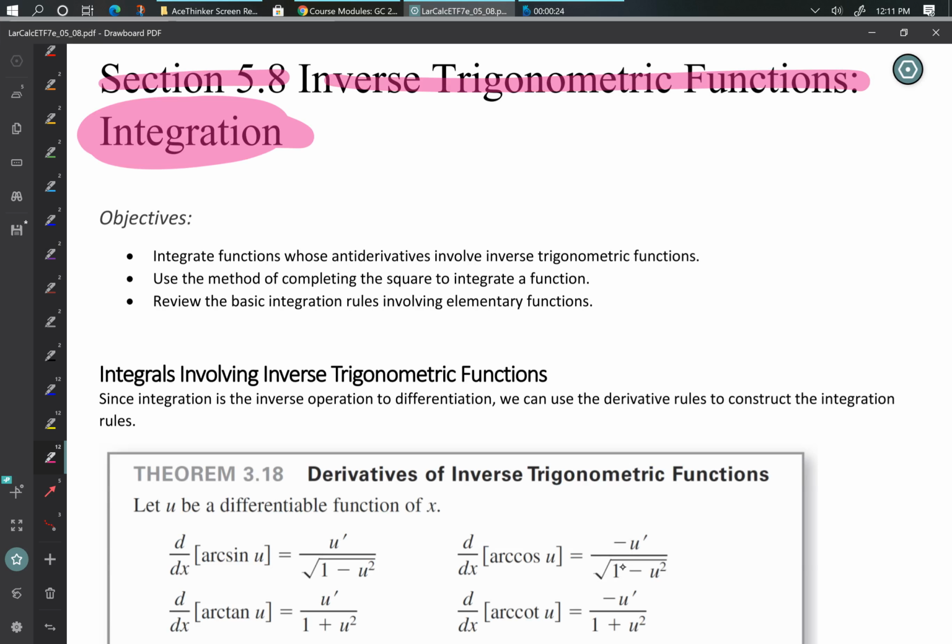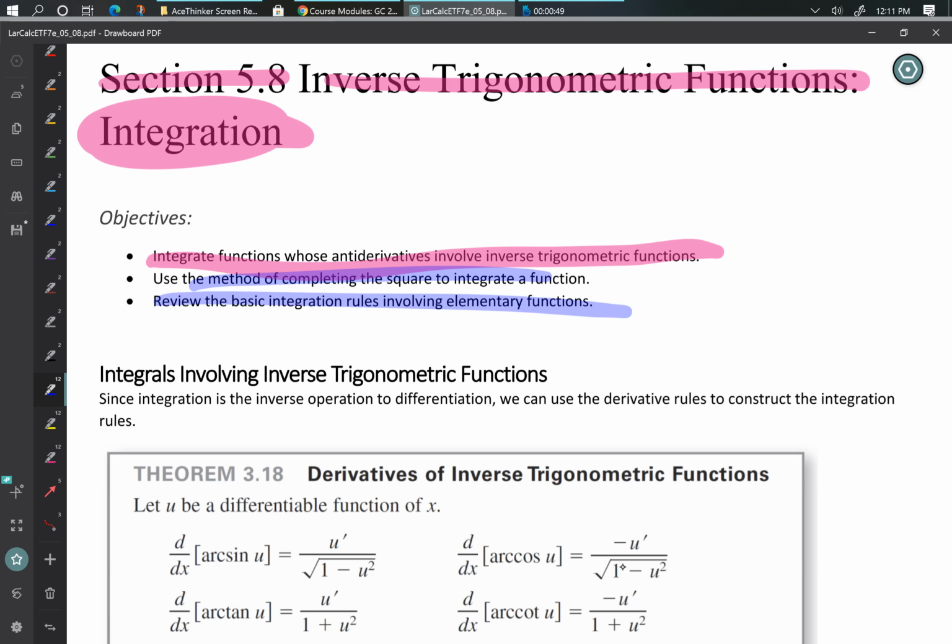So they're not going to be straightforward inverse trig. It is going to have u substitution involved. We're going to take a look at how we can use completing the square to make this work, and we're going to take a look at some elementary functions and some integration of those elementary functions. Okay? So it's just very straightforward integrals.